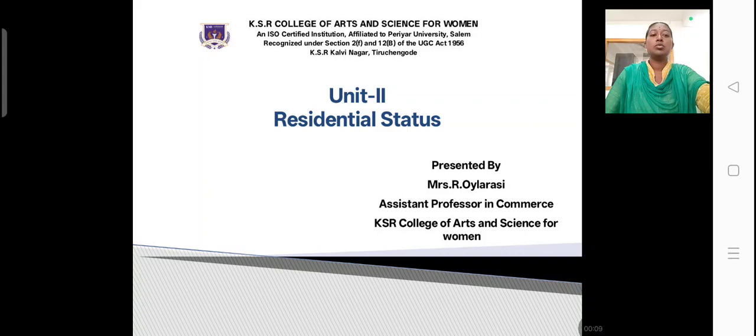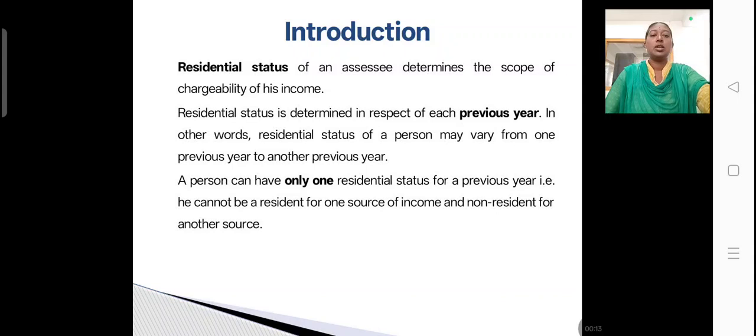Now I discuss income tax residential status. What is the residential status of an assessee? It determines the scope of chargeability of his income. Residential status is determined in respect of each previous year. In other words, the residential status of a person may vary from one previous year to another previous year.